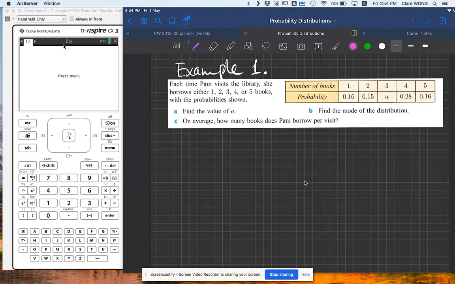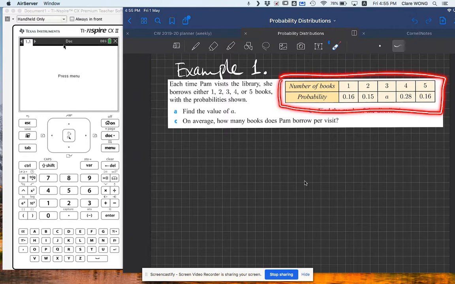Example 1. Each time Pam visits the library, she borrows either 1, 2, 3, 4, or 5 books. And you can see the probability density distribution table here. The first question is asking us to find the value of A.